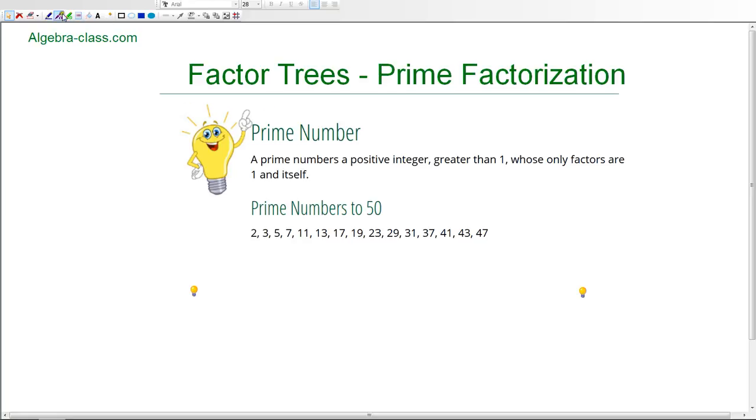On algebraclass.com, there is a lesson on prime factors if you want to review it. But just a quick review, the number 2 is a prime number because the only way to get a product of 2 is to multiply 2 times 1. There's no other way. And because its only factors are 1 and itself, this number is considered prime. The prime numbers to 50 are the following list of numbers. Okay, and these numbers are going to be important as we begin talking about how to use factor trees to find the prime factorization for a set of numbers.